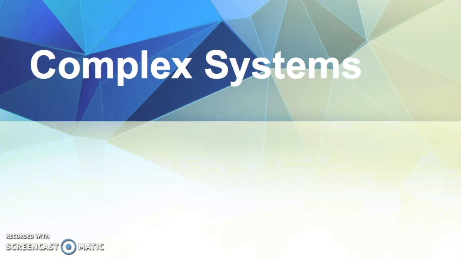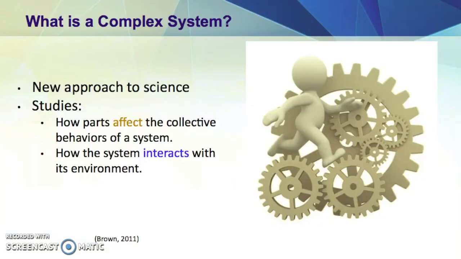Okay, let's start talking about complex systems. What is a complex system? A complex system is a new approach to science that studies how relationships between parts give rise to the collective behaviors of a system and how that system interacts and forms relationships with its environment.